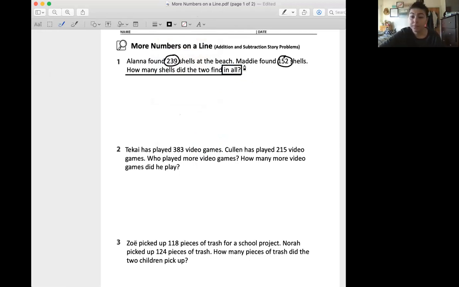In all means we're adding. If I'm adding these two and I get a number that's smaller than the lowest number, which is 152, that doesn't make sense, because if I'm adding, my number should be getting bigger. Also, we learned a lot this year about estimating. If I add 200 plus 100, that's 300. So my answer should probably be somewhere around 300, maybe 400, because my tens might push us into the next 100. But if I'm getting an answer like 800, then it probably doesn't make much sense. So think about those things as you solve your problems to make sure your answer makes sense.